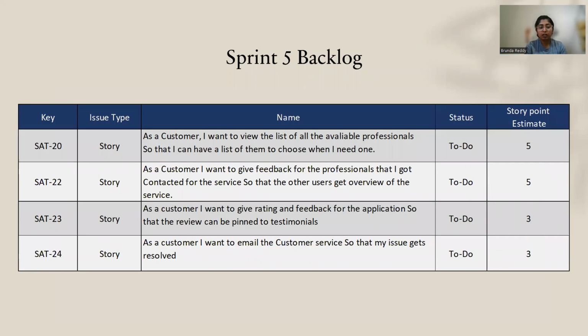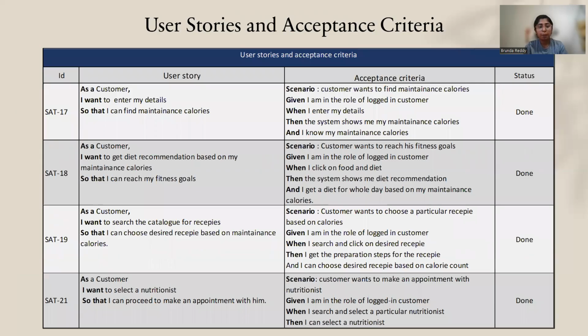So this is our sprint 6 backlog, where we have set down 4 stories along with key and story points. As a customer, I want to view the list of all the available professionals so that I can have a list of them to choose from when I need one, and so on. And then stories and acceptance criteria. So here we have user stories and the acceptance criteria with the key.